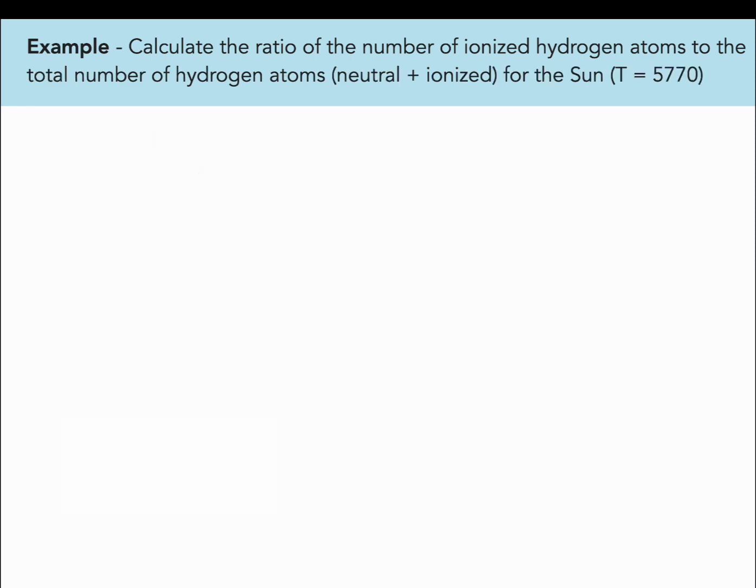So now let's calculate the ratio of the number of ionized hydrogen atoms to the total number of hydrogen atoms. That means neutral plus ionized for the sun. Well, you could probably guess we're going to get the same answer as we did before.